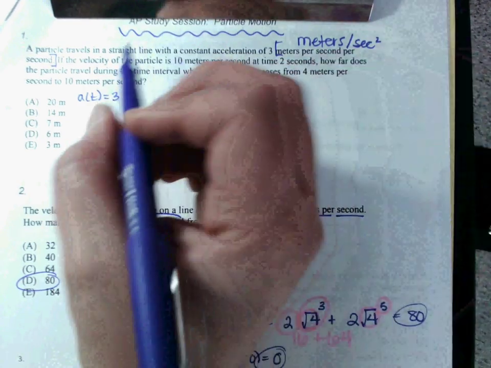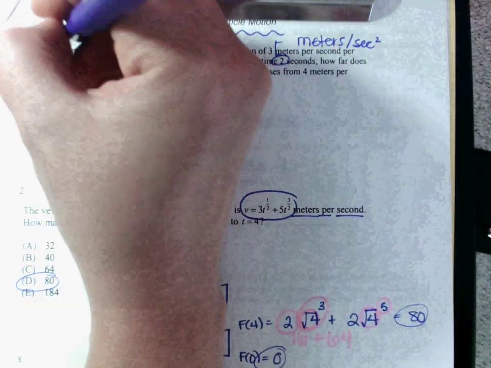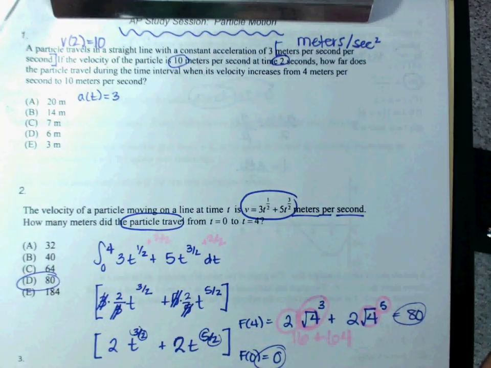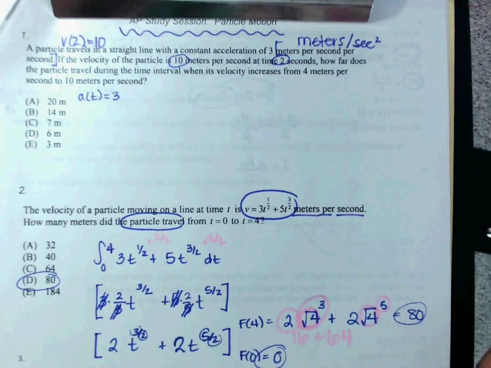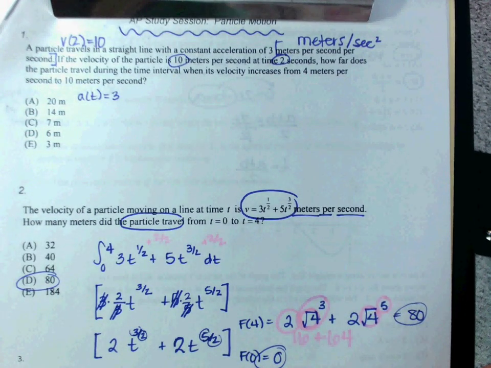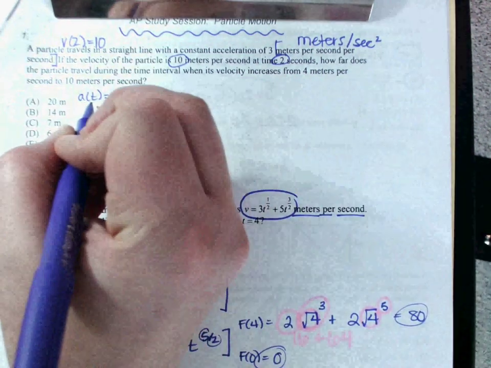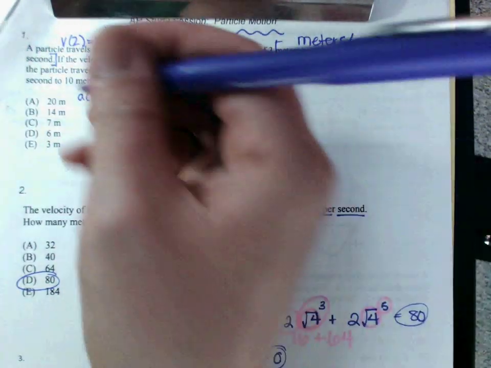Then it says here, if the velocity of the particle is 10 at time 2, so that means that the velocity at 2 is 10. Then it says, how far does the particle travel during the time interval when its velocity increases from 4 to 10? Okay, so let's kind of ignore that for right now. We have this, we have this. Let's find our velocity equation.